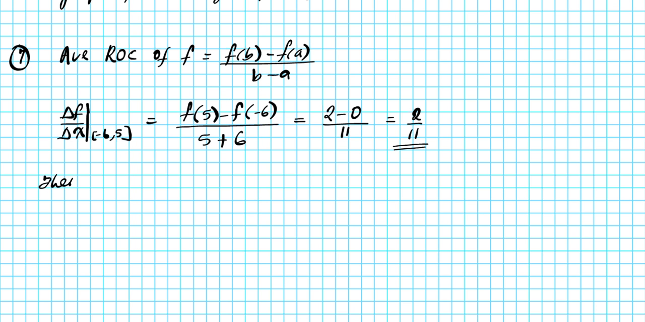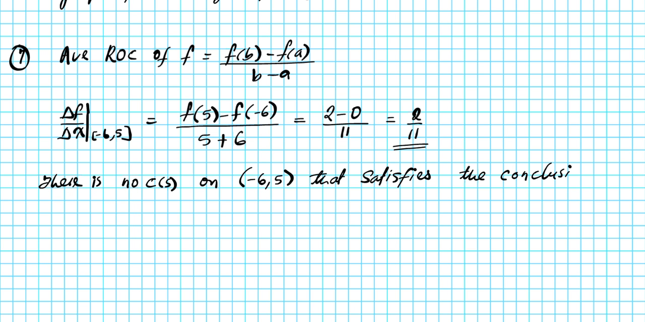there is no C, or C's, it could be more than one, on the open interval -6 to 5, that satisfies the conclusion of the mean value theorem. And we have to state the reason why. We can just say, why is that the case?